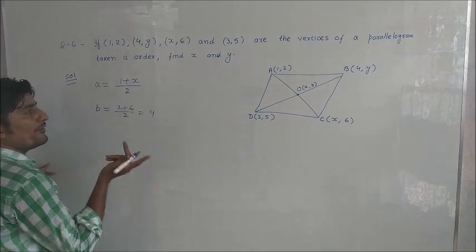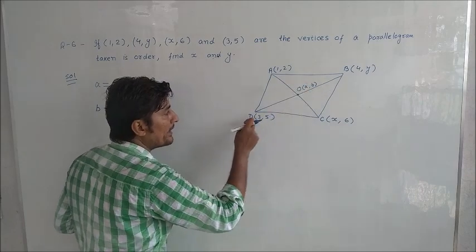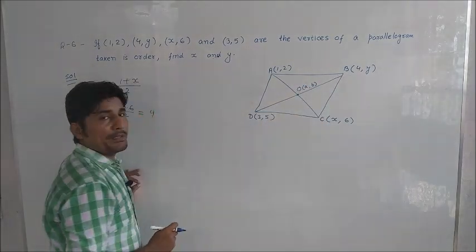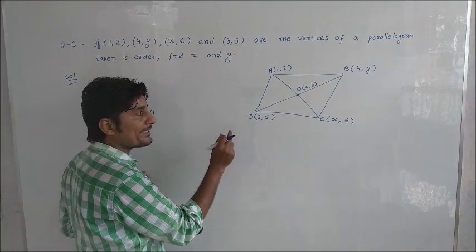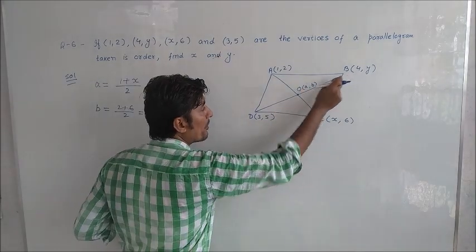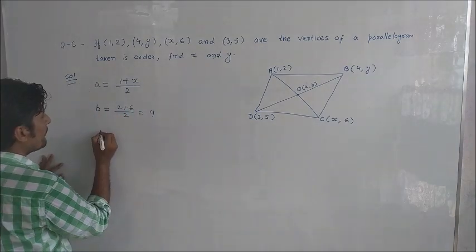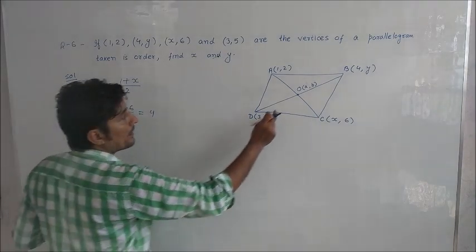Again, we will find the values of a and b in the context of BD because O is the midpoint of BD also. So this time we will find the values of a and b with respect to BD. So here again we are going to find the value of a.